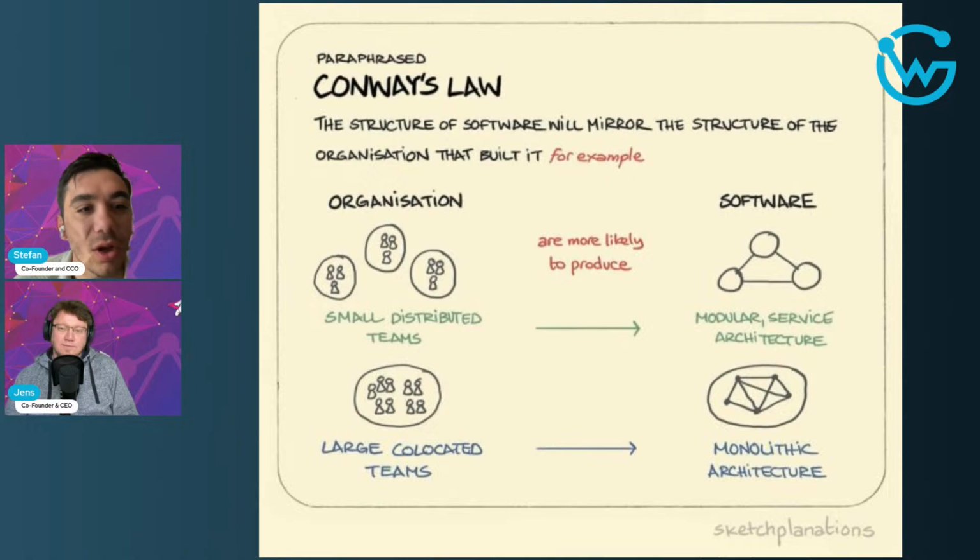I'll pause there, Jens. What have you seen lately on Conway's Law? We talk about it all the time, but why is it important? Maybe before we talk about that, I'm curious what observations you have made talking to customers.